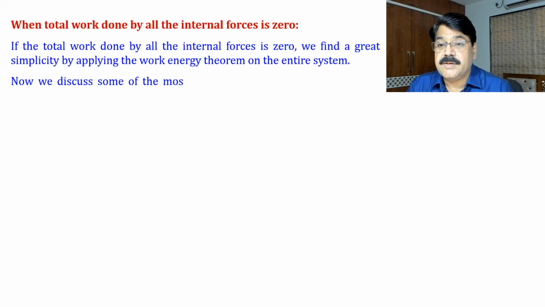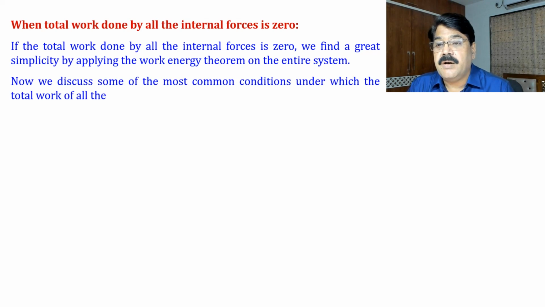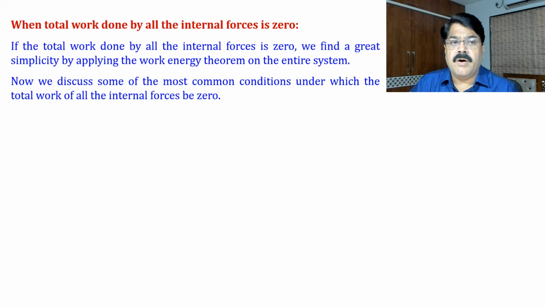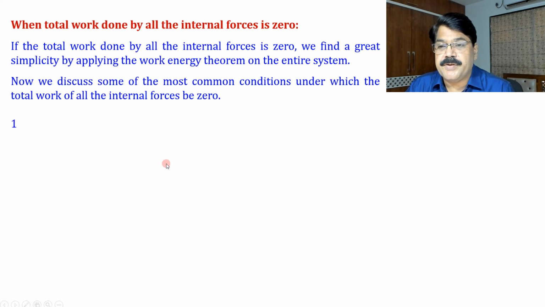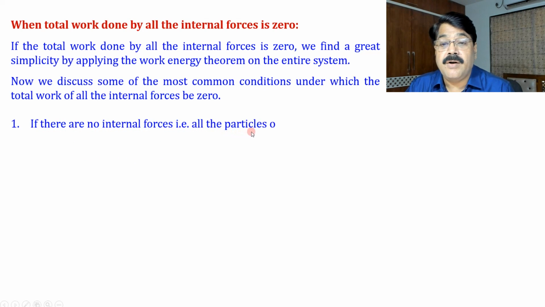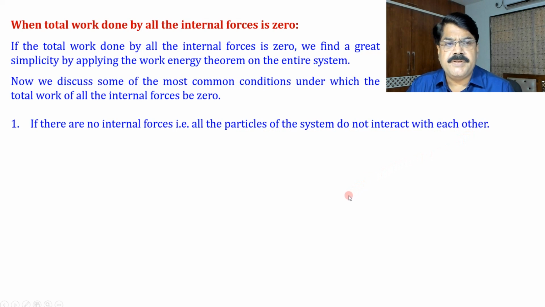Now we discuss some of the most common conditions under which the total work of all the internal forces will be 0. I am not writing all the conditions, but some of the most common ones. The first one is very obvious. First, if there are no internal forces, that is, all the particles of the system do not interact with each other, then obviously in that condition work done by all the internal forces will be 0. And what is the second condition? You have to pay some attention.